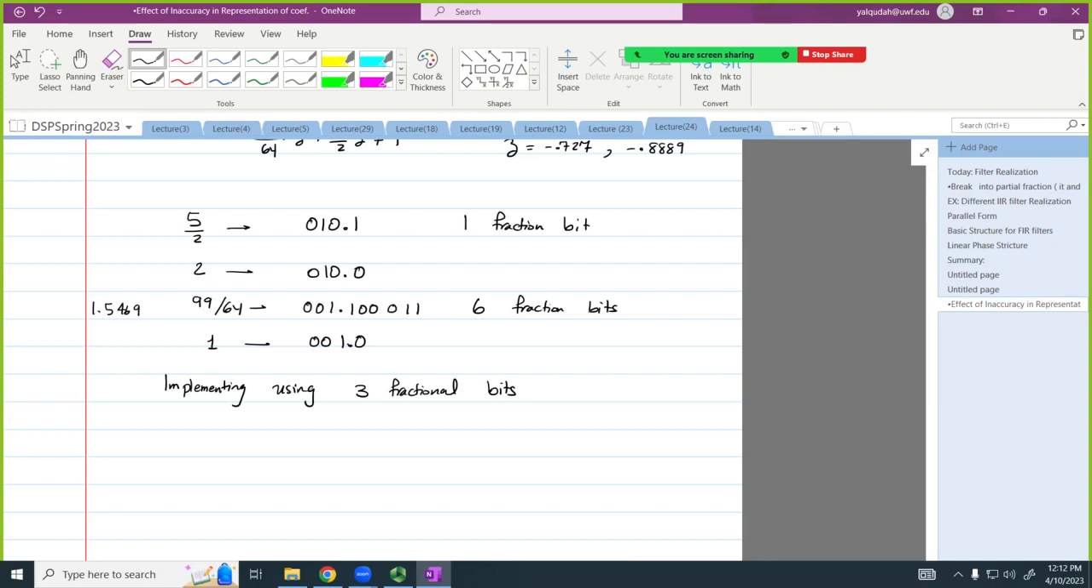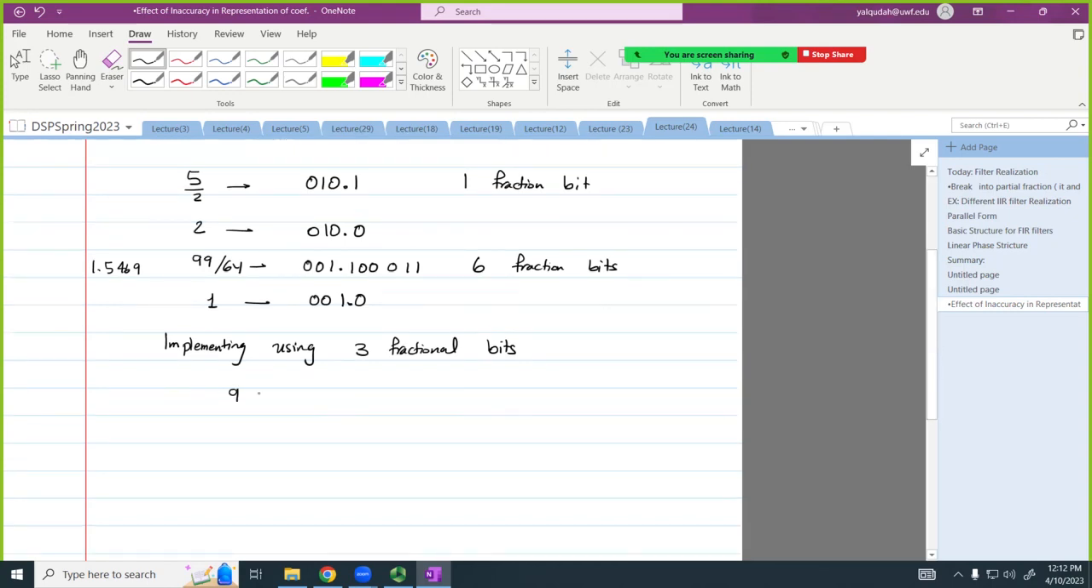What's going to happen to the 99 over 64? It's going to get rounded. So 99 over 64 is going to be represented as 001.100, which is equal to 3 over 2. This is 1.5. So we rounded the 1.546 to 1.5.